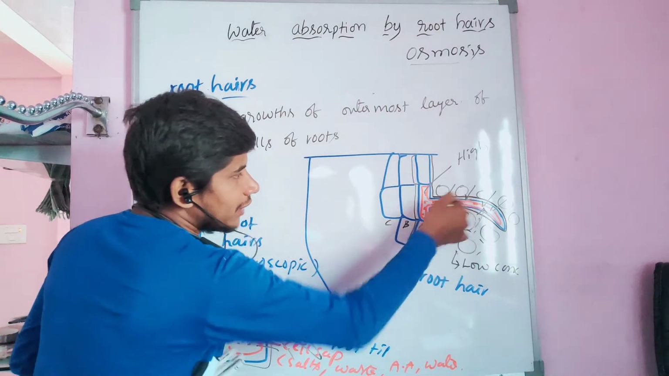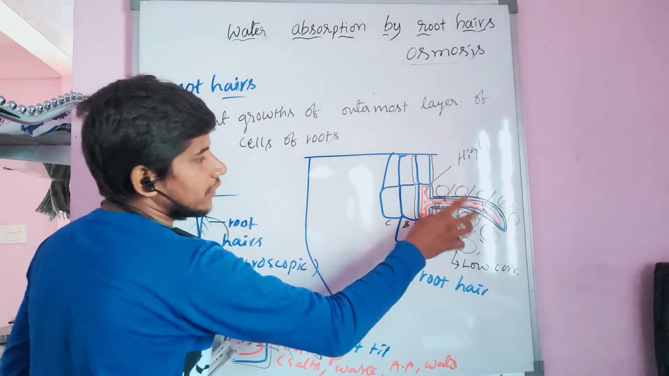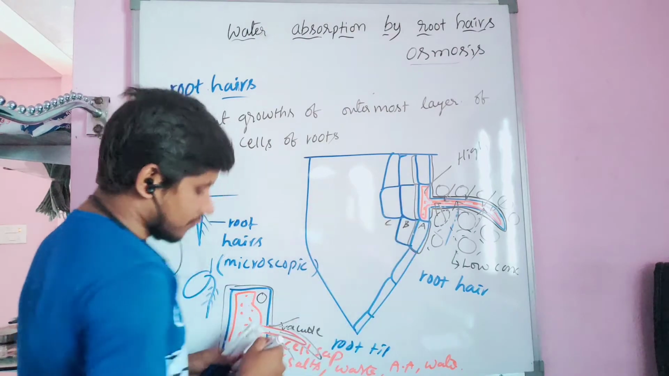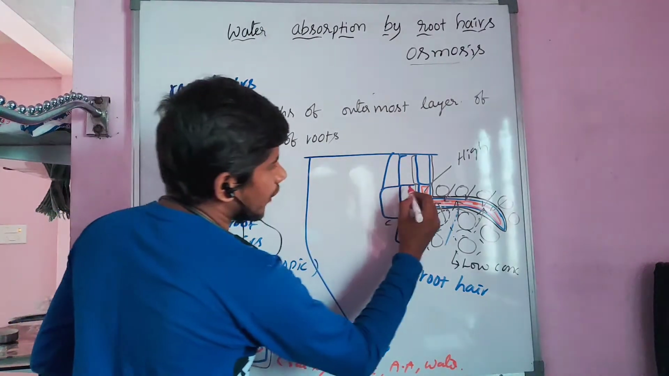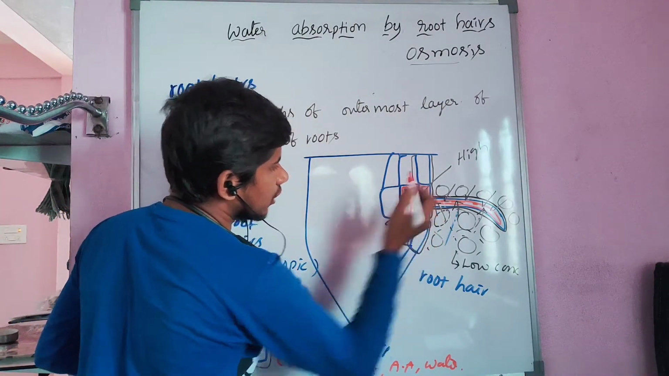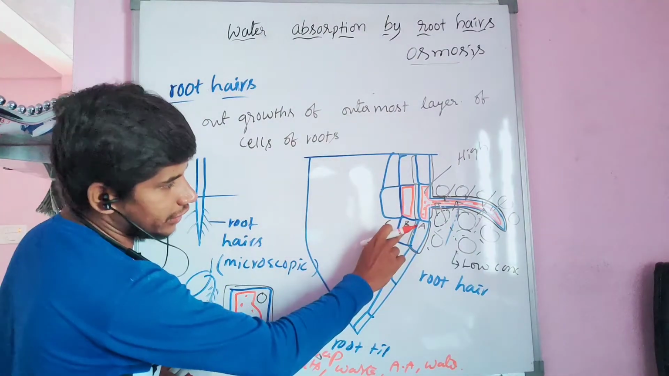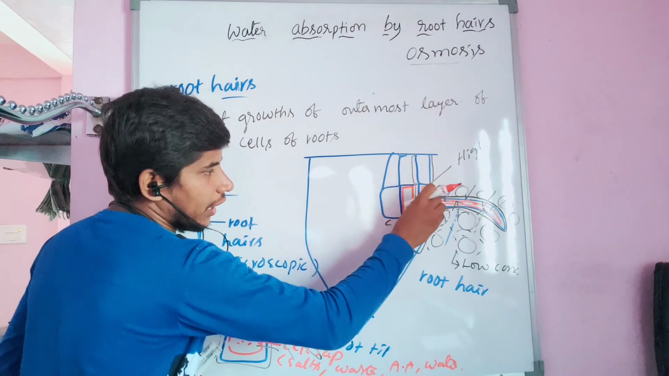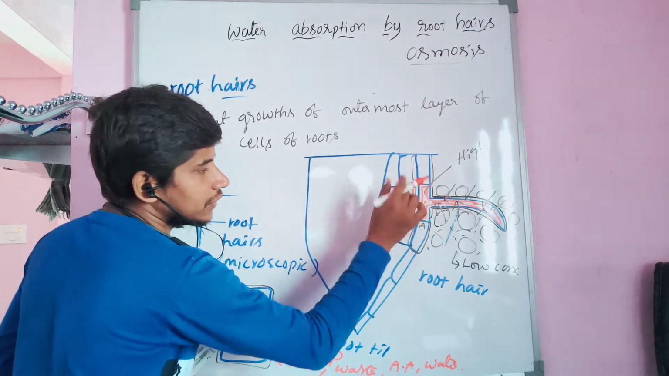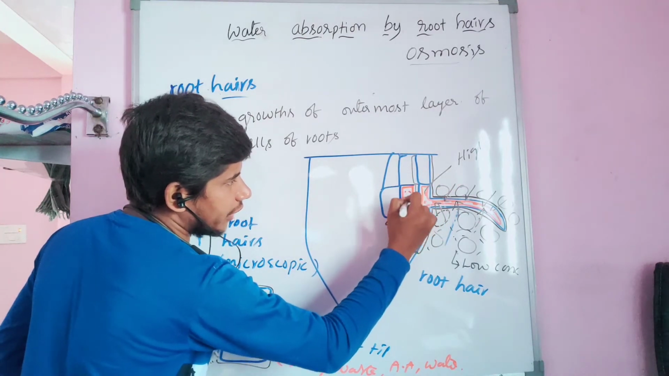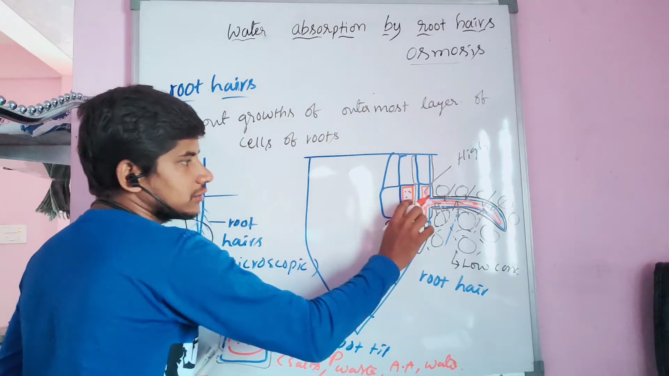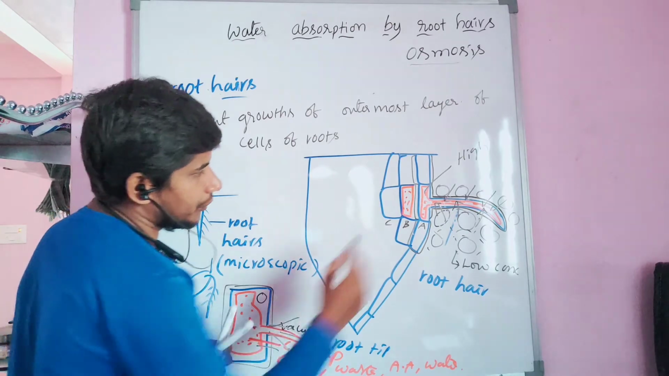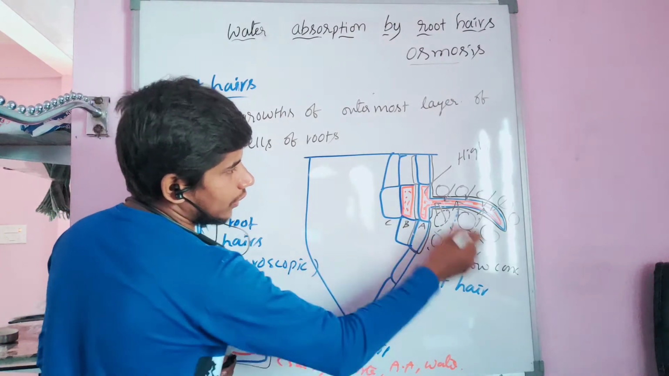Now as more water is absorbing by the root hair into the cell sap of that outermost cell, that cell sap becomes dilute when you compare with the neighboring cell. So what is the neighboring cell? Cell B. As that water is entering the outermost cell, that means A, the cell sap of A becomes more diluted than the cell sap of B. So which one is more diluted here, B or A? A. Why? Because more water is absorbed.